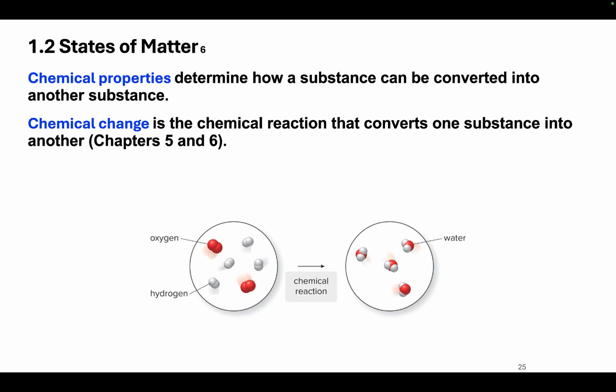So on the flip side, we have chemical properties and chemical changes. When we're talking about physical changes and physical properties, we're talking about substances remaining the same. They're the same identity. When we're talking about chemical properties and chemical changes, we're talking about substances converting into another substance. So we're really talking about how things react with other things. Chemical changes and chemical properties we'll discuss more in chapters 5 and 6, but just to give you an introduction, these are situations where you are changing the identity of that substance.